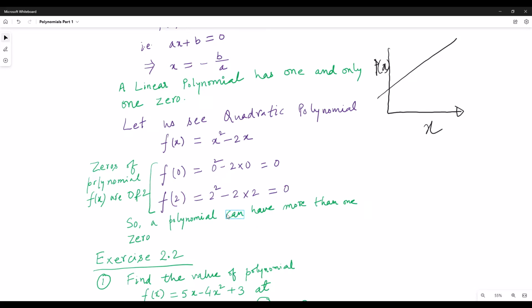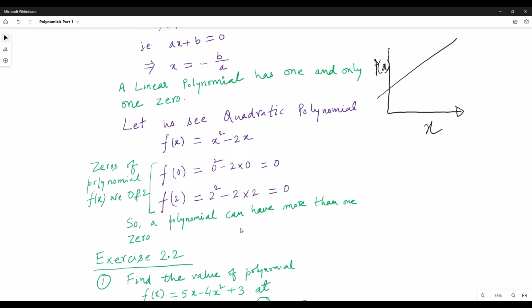So a polynomial can have more than one zero. Like I told you, for a linear polynomial there is only one value, but for a quadratic polynomial there are two values for which this will be zero. Likewise, for a cubic polynomial there will be three values, and for a polynomial of degree n, there can be n such values, but it is not necessary that all n will exist. So for now you can just understand that a polynomial can have more than one zero, but it is not necessary that all polynomials will have some x for which it is zero.